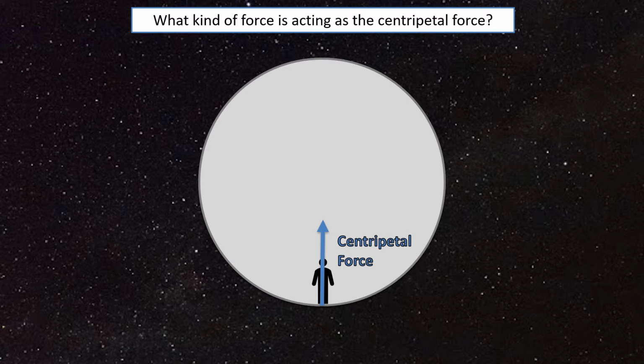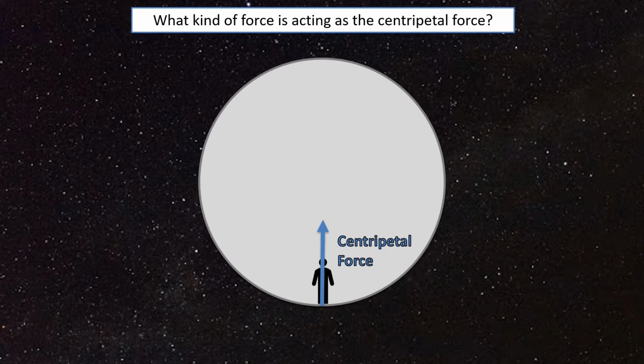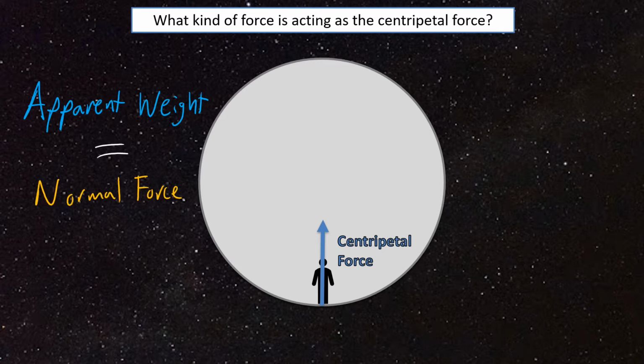It's actually the normal force between the person and the floor that they're standing on. So this floor here exerts an upward force on the person, and the normal force is acting as the centripetal force. The normal force is causing you to move in the circle. And what did we just learn about the normal force? Your apparent weight is equal to the normal force. So this person feels like they're being squeezed into the floor in that situation. And that's what it feels like when you're standing on Earth. You're being squeezed towards the center of the Earth.